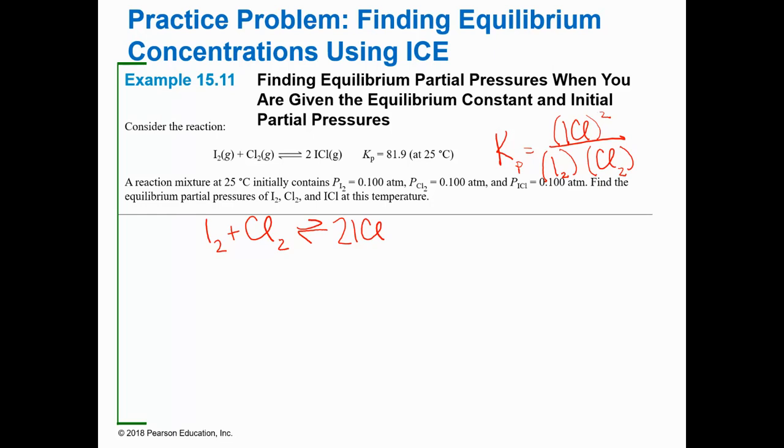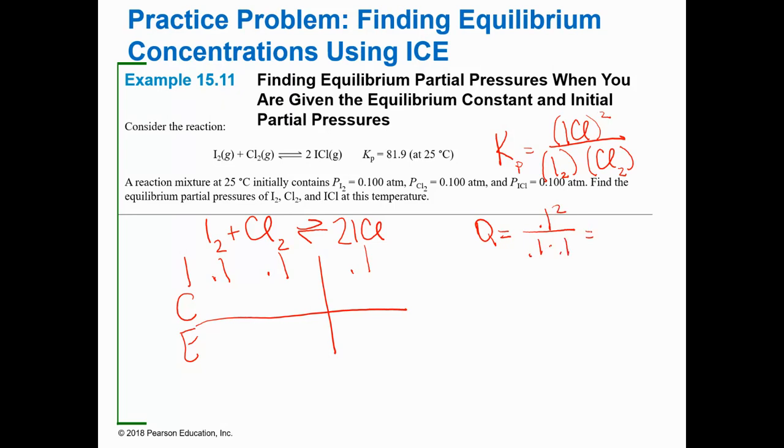Okay, so we do our ICE table. Again, now we're dealing with pressures. So I've got 0.1 atmospheres, 0.1 atmospheres, and 0.1 atmospheres. Find our equilibrium. This time we do need to use Q, because otherwise I don't know what direction we're going. And look, Q happens to be 1, y'all. Well, that was easy math. Okay, so Q is less than K, so it's going to proceed in the forward direction.